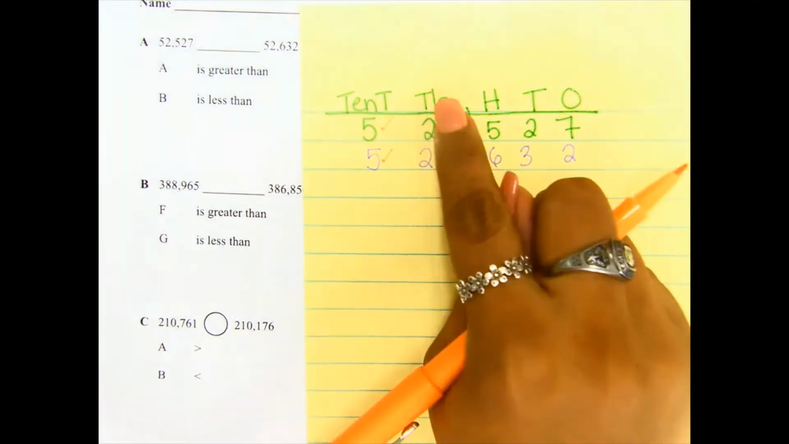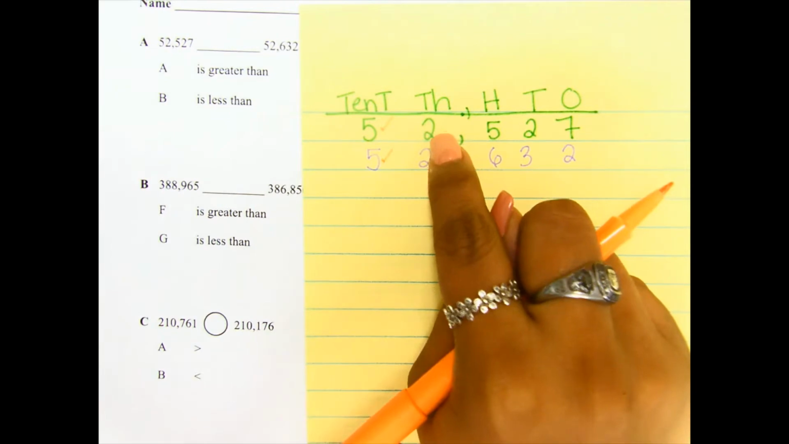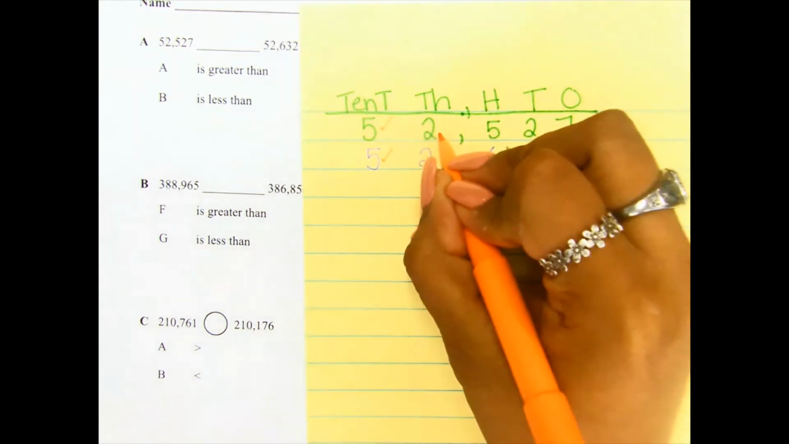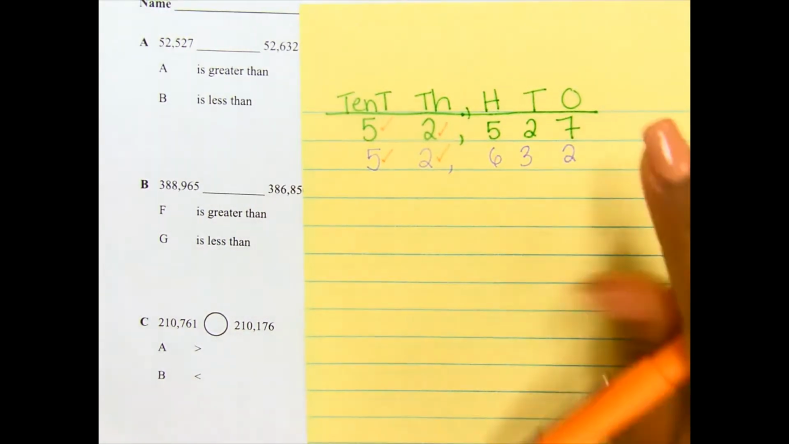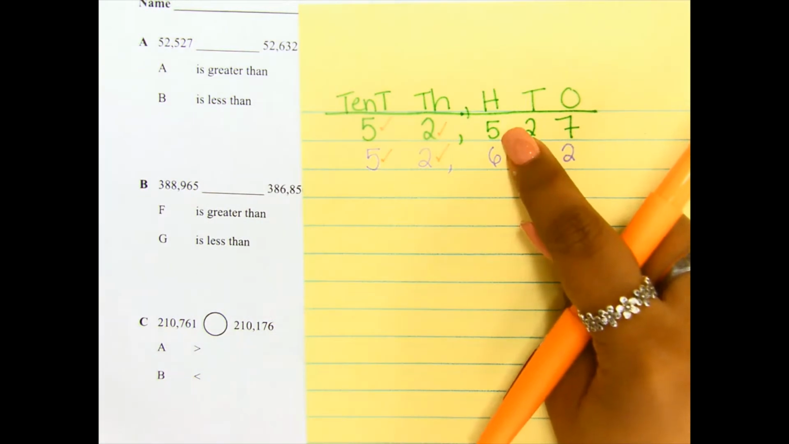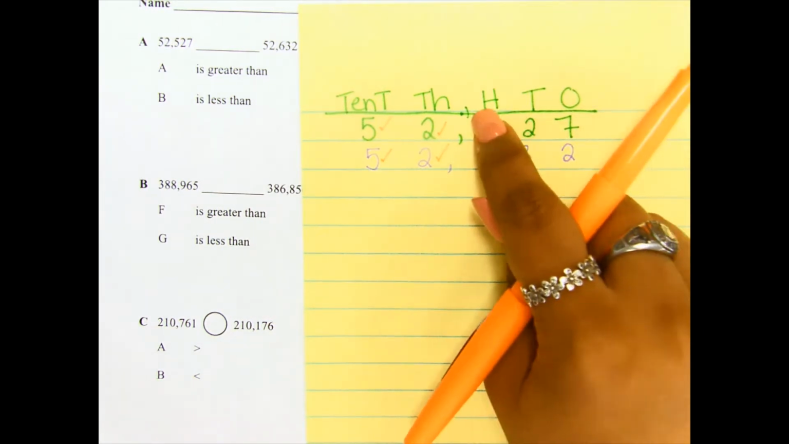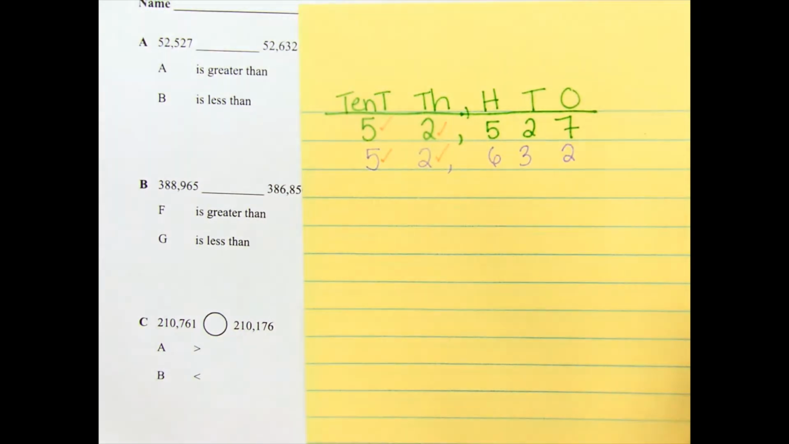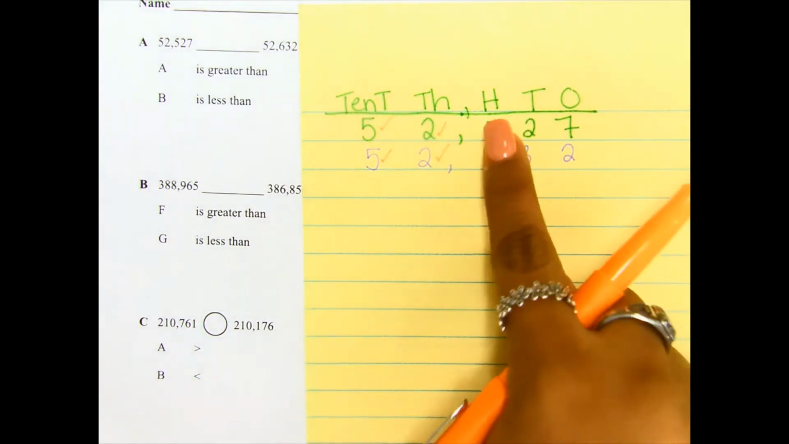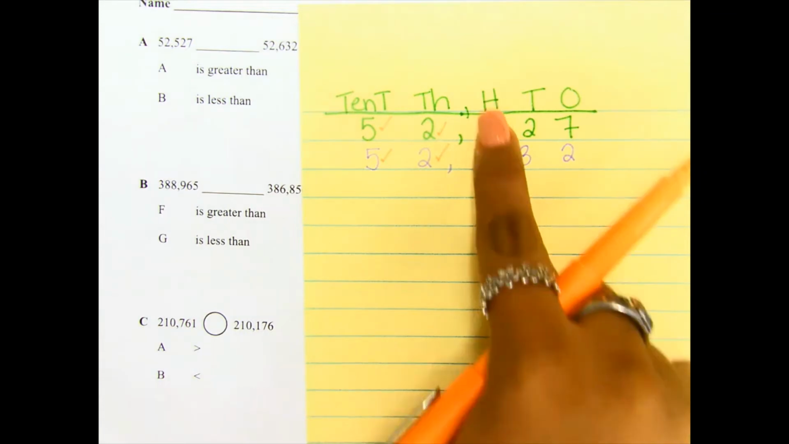Now let's look at our thousands place. I have a 2 and then a 2. Also the same. Check, check. Now in my hundreds place, I have a 5 and I have a 6. So this is where we have a different number. So I need us to compare. I have a 5 in my hundreds and a 6 in my hundreds.